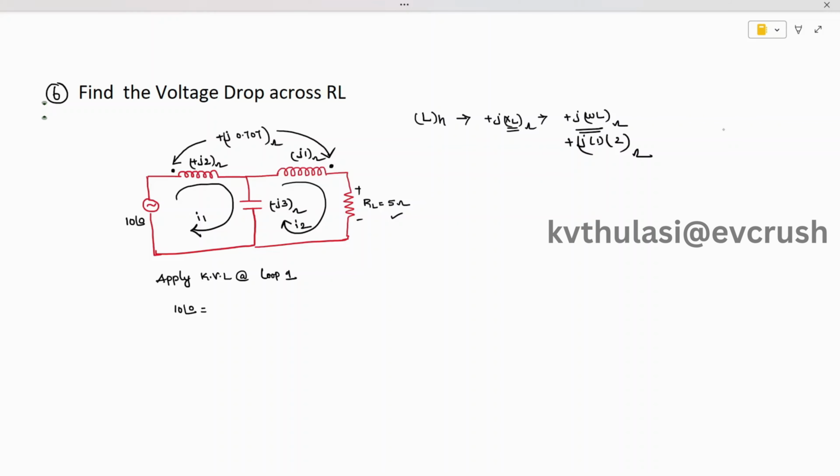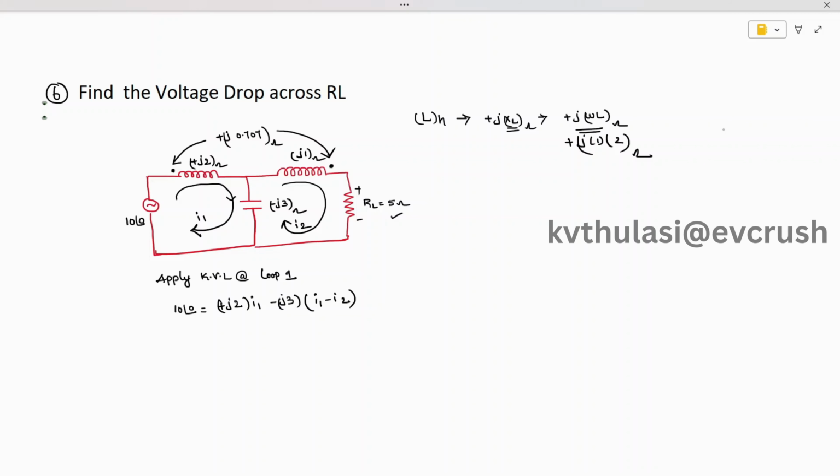Okay, now input voltage is 10 at an angle 0, and here you are going to see what I am going to have. So the current I1 only flows here, so I am going to write plus j2 multiplied with I1, which is nothing but I into R. And here the current I1 is flowing and current I2 is flowing in the opposite direction, and the common resistance is minus j3 of (I1 minus I2).